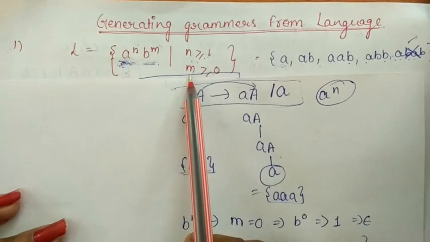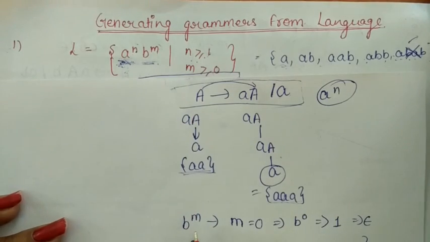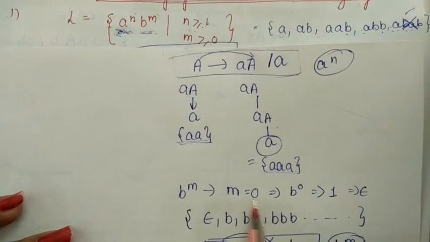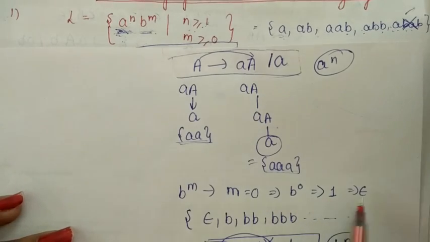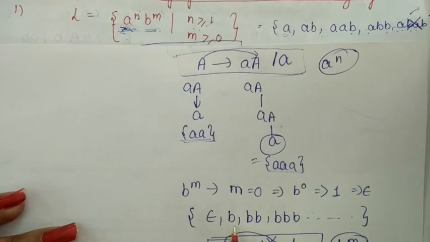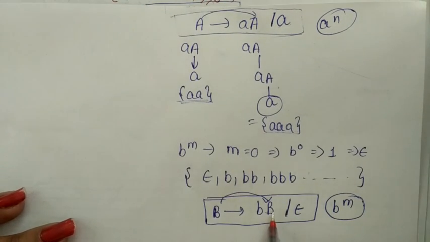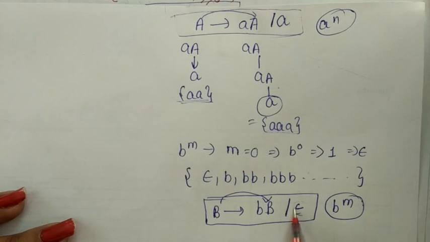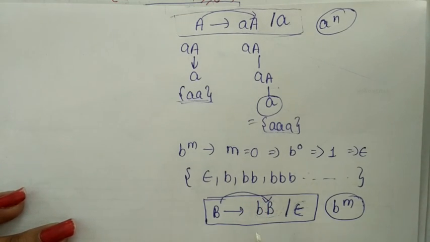Now if we want to write a grammar for b to the power m, the value of m can be equal to 0, which means b to the power 0 is nothing but epsilon. So the minimum string will be epsilon, and then b, then 2 b's, 3 b's, and so on. The minimum terminal symbol is epsilon, so we will write epsilon here, and then we can take the repetition of b, which can call itself any number of times and generate many strings. So this is the grammar for b to the power m.